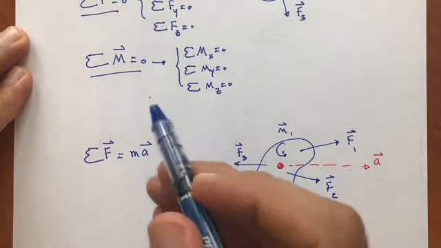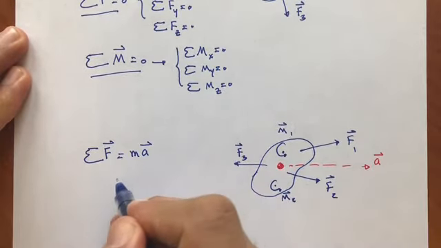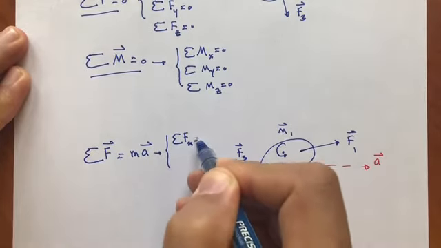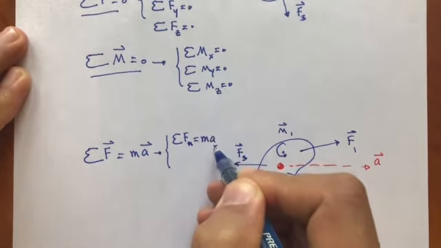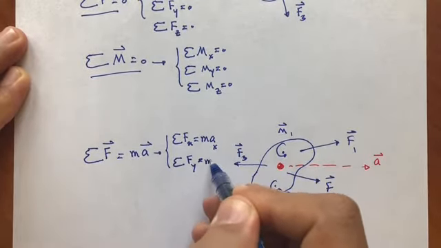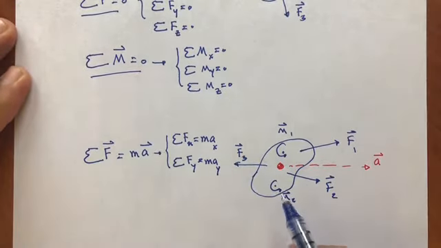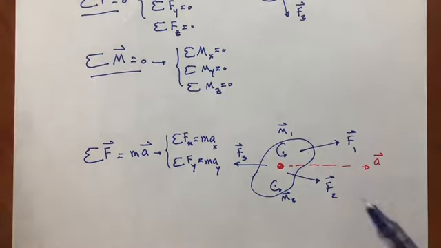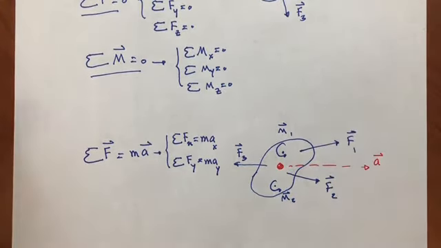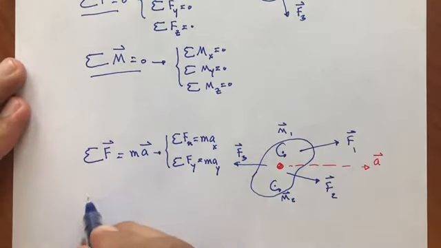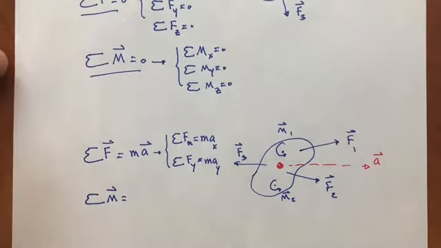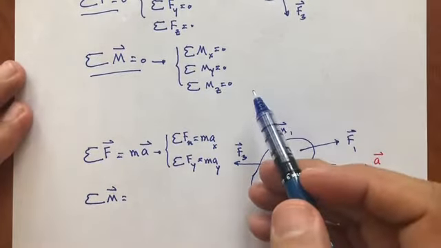And again, you can write this equation in different directions, like sum of the forces in the x direction is going to be equal to mass times acceleration in the x direction. Sum of the forces in the y direction is equal to mass times acceleration of the centroid in the y direction, etc. Sum of the forces in any direction is equal to mass times acceleration in that direction. And similarly, we have sum of the moments, which is not equal to 0 here, like a static condition.